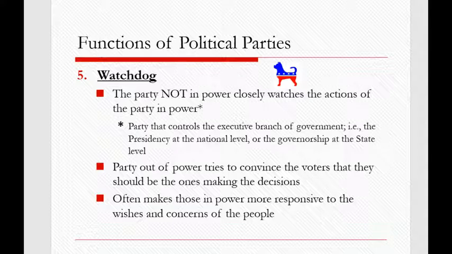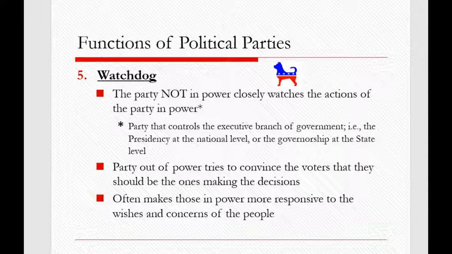And then number 5, which again is extremely important, we talk about political parties serving as a watchdog. So the party not in power closely watches the actions of the party in power. And I think you could see that very readily for the last few cycles of, for example, presidents, right? If there's one particular president in power in a particular political party, right, the other side is very vocal to criticize, to downplay, to critique the issues that that particular president has put in place, or their platform, or their vision, whatever they've put in place for our country.